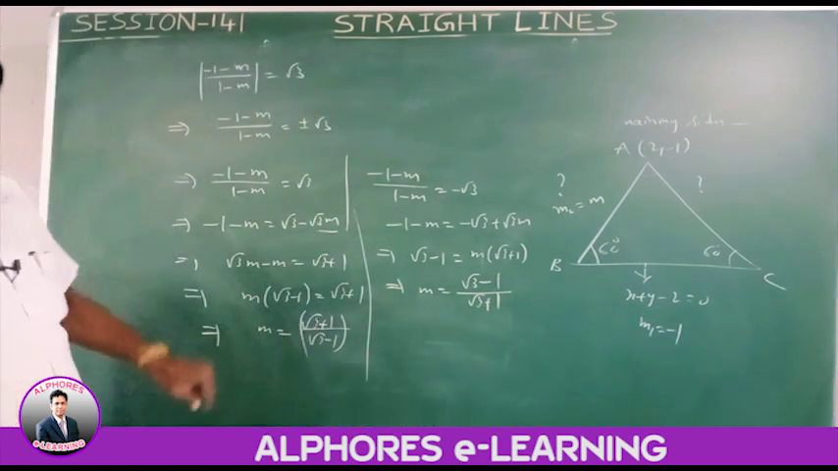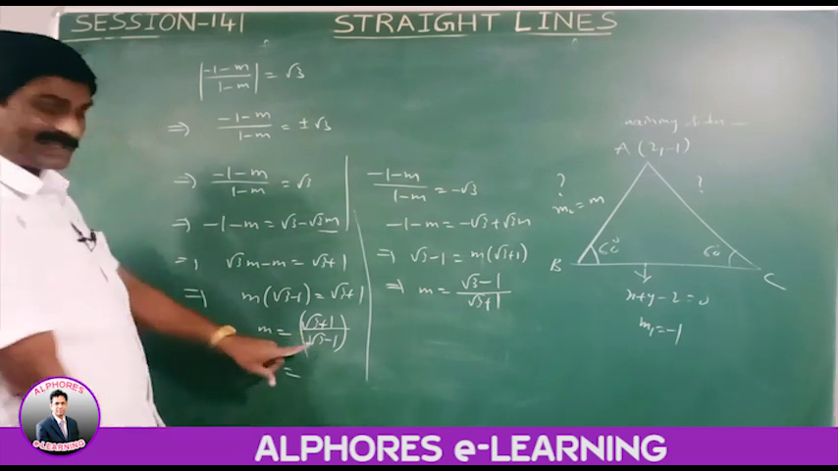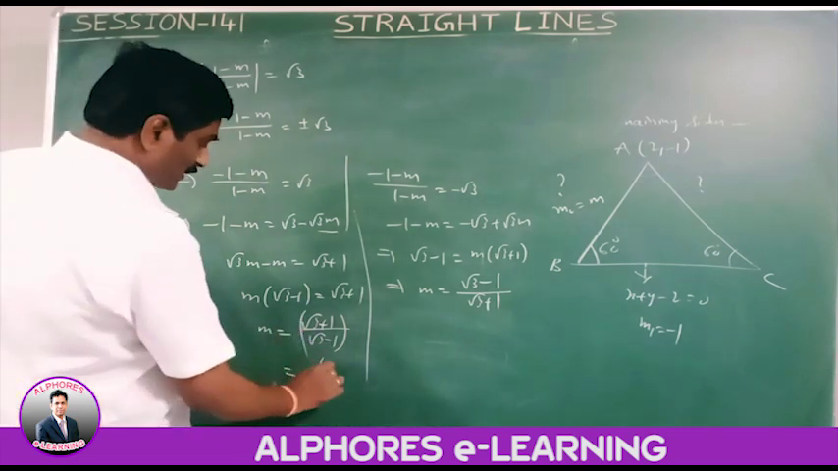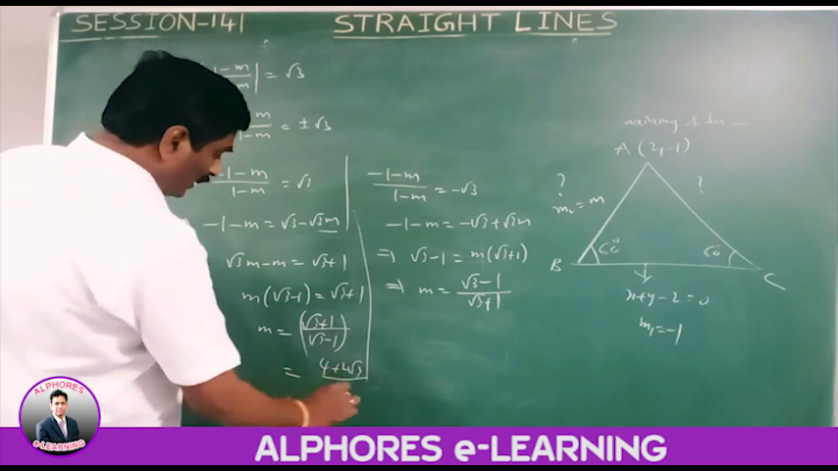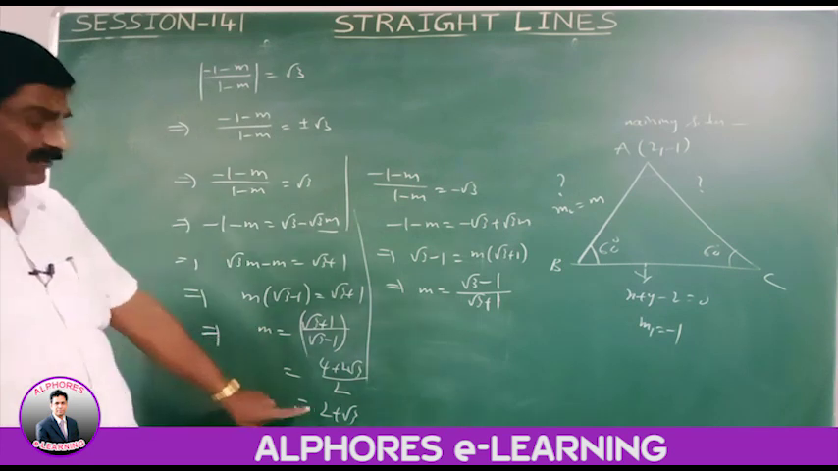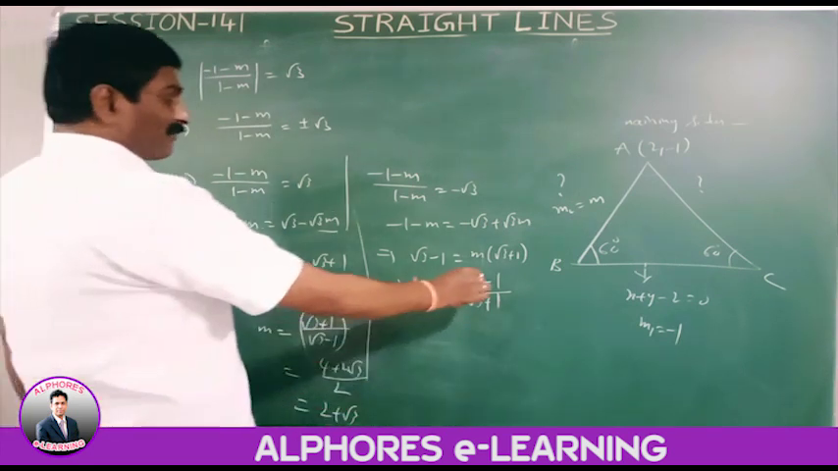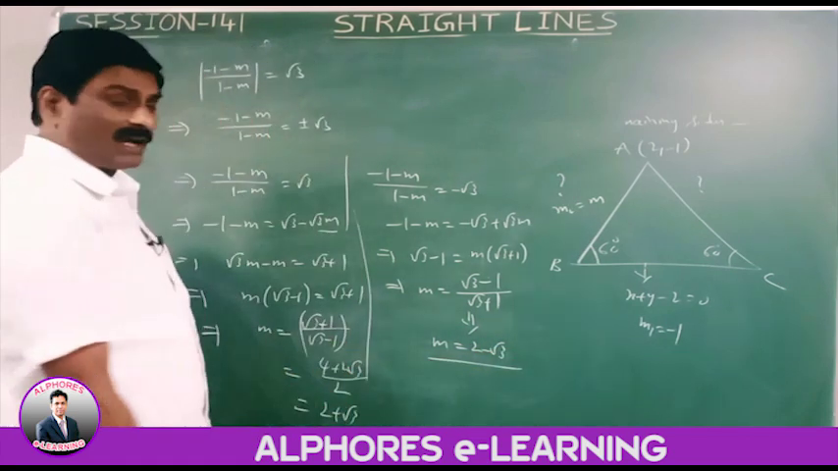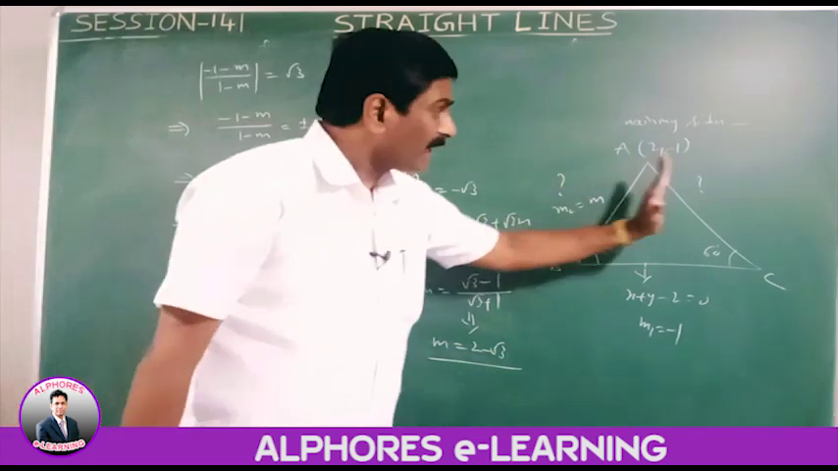After rationalizing, multiplying and dividing with root 3 plus 1, root 3 plus 1 whole square means 4 plus 2 root 3, divided by 2. That is equal to 2 plus root 3. After rationalizing, the slope of this value is 2 plus root 3. Similarly, after rationalizing, this value can be reduced into 2 minus root 3. These are the slopes of the lines AB and AC.